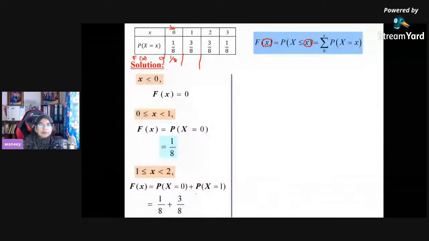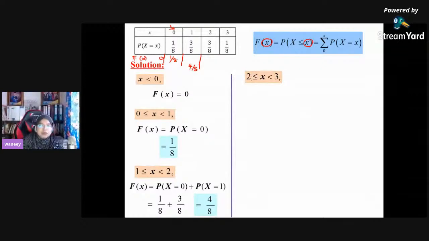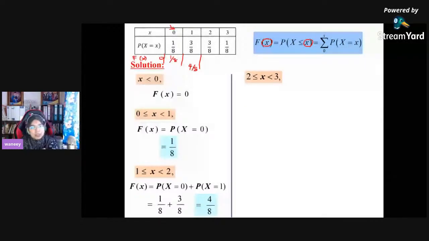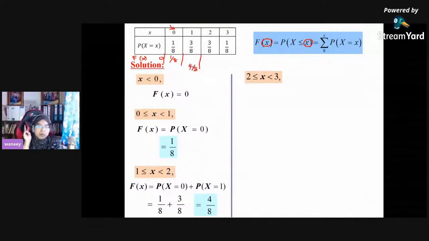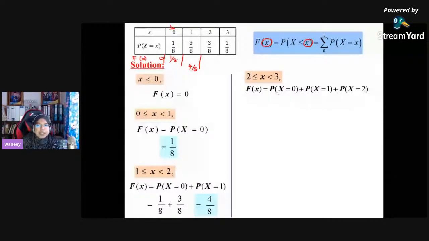4 over 8. So simply add everything together. And then the next one, for x greater than or equal to 2, less than 3. So we're going to do probability of x equal to 0 plus probability of x equal to 1 plus probability of x equal to 2. 1 over 8 plus 3 over 8 plus another 3 over 8. So this one will become 7 over 8.